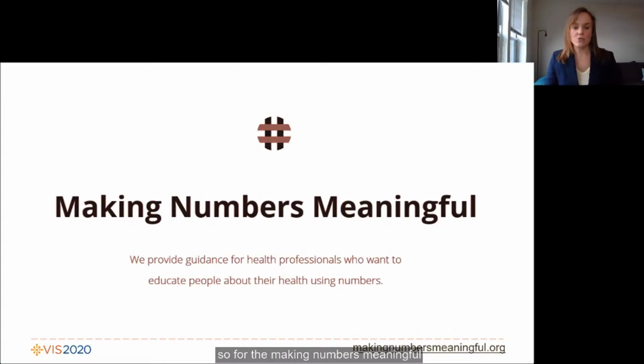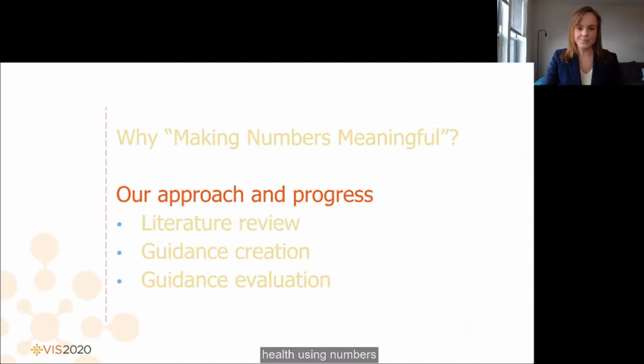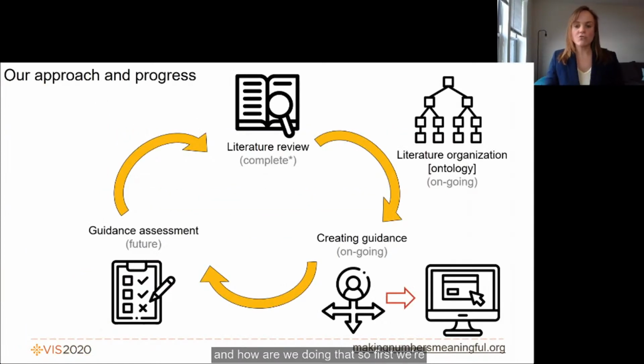So for the Making Numbers Meaningful project, we are trying to design a tool for health professionals who want to educate people about their health using numbers. And how are we doing that? So first, we're creating a systematic literature review, and what we want to do is use that to develop concrete guidance that we've developed some of it so far, and put that in the form of a website so that people can go there with a specific or non-specific question and get some targeted feedback about the best way to present the numbers that they're dealing with.